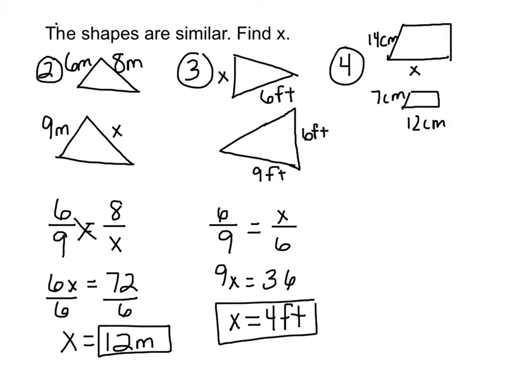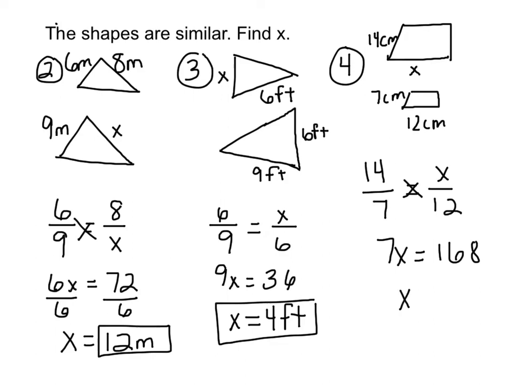One more. Number 4, we have 2 trapezoids. So we know that they're similar. So what would I do here? What 2 fractions would I write? Well, you could say 14 and 7 because they're corresponding, and x/12. Cross multiply. 7 times x gives us 7x. 14 times 12 gives me 168. Divide both sides by 7. The value of x is 24, and therefore the missing side would be 24 centimeters.